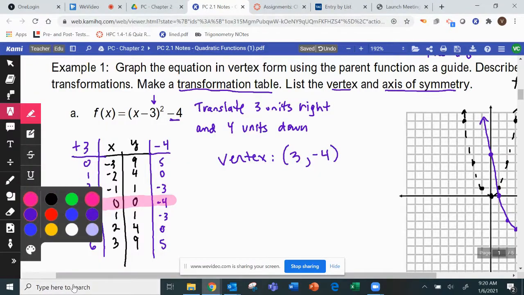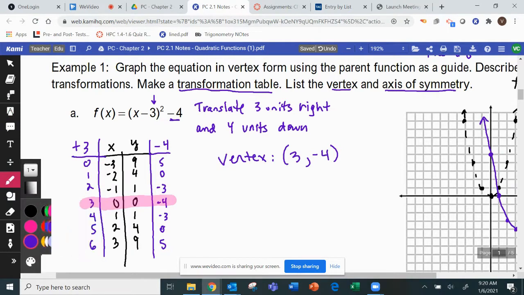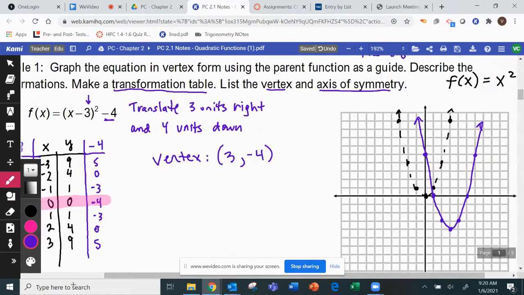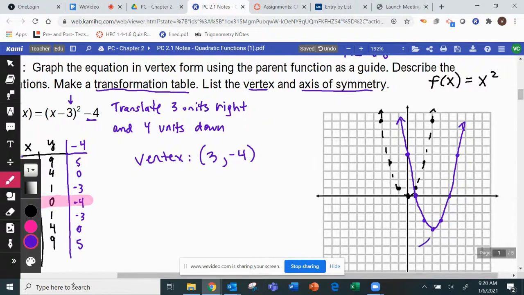And then the third place that I can find the vertex would be to look at the graph and look for that one point that does not have a mirror. That would be your vertex, which again is at 3, -4.